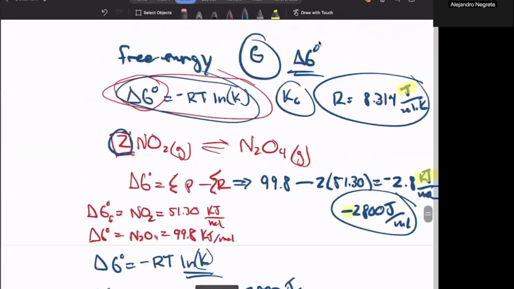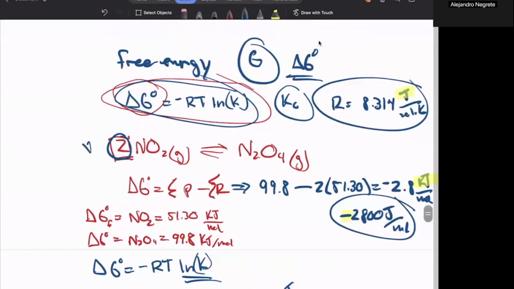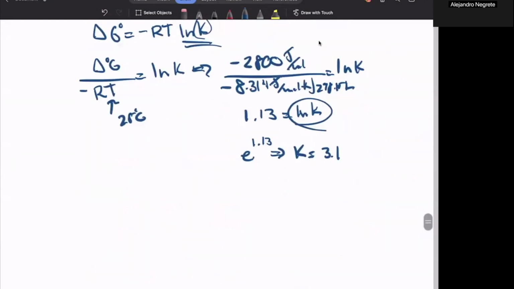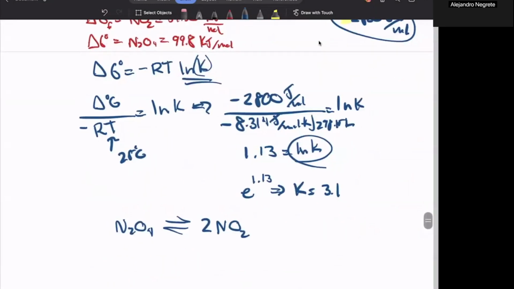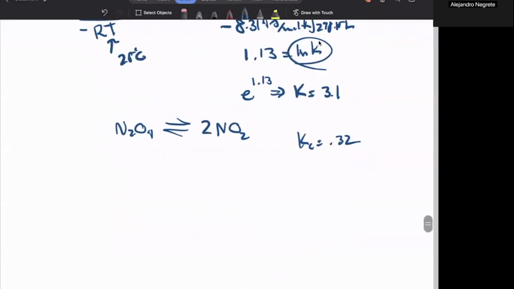Now, I purposely did something here because we are going to calculate this one more time. In your textbook, I've written this in reverse. If you're looking at example 13.14, it's not written this way. It is written N2O4 to 2NO2, because this is a reversible reaction. And the answer they give for K sub C is 0.32, so it's easily solvable.